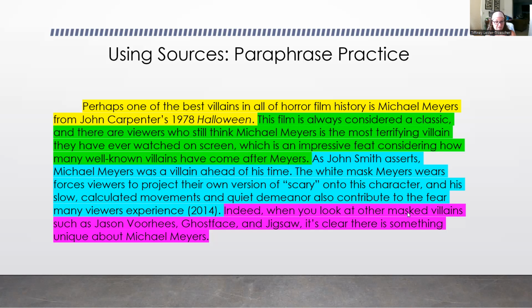Indeed, when you look at other masked villains, such as Jason Voorhees, Ghostface, and Jigsaw, it's clear there is something unique about Michael Myers. Probably needed to follow up a little bit more. That's okay. Still a great example of a paraphrase. So don't forget that 4-step process.